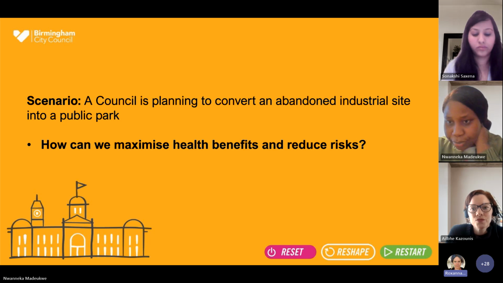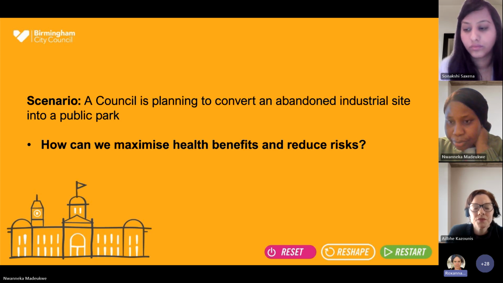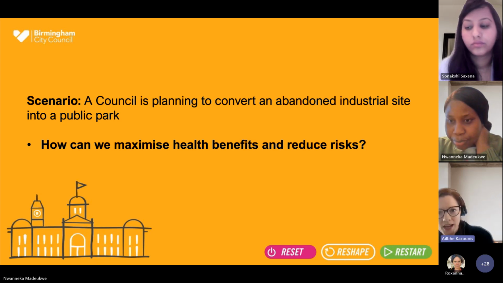Once you work with the community to map those things out, it could help inform the plan so it does maximise those health benefits and reduce safety concerns, etc. Really important.